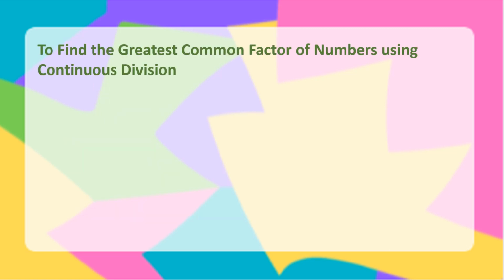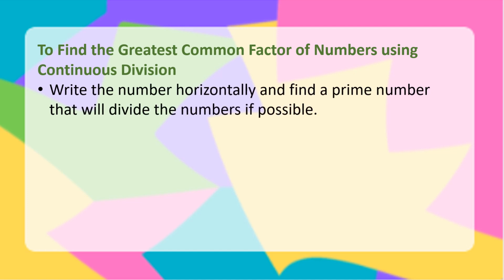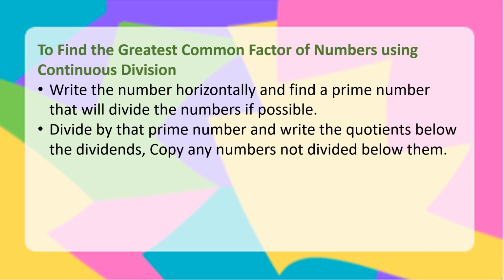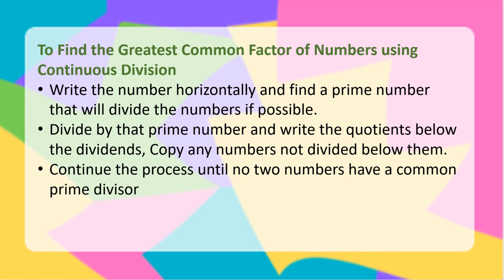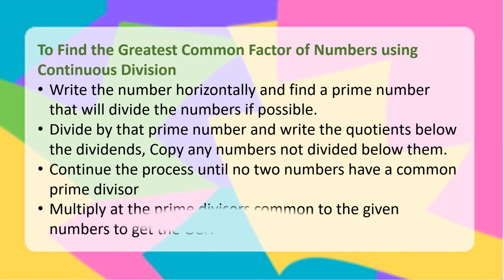Remember that to find the greatest common factor of numbers using the continuous division, first is write the numbers horizontally and find a prime number that will divide the numbers if possible. Divide by that prime number and write the quotients below the dividends. Copy any numbers not divided below them. Next is continue the process until no two numbers have a common prime divisor. Then, multiply the prime divisors common to the given numbers to get the GCF.